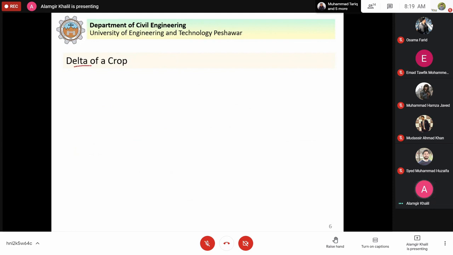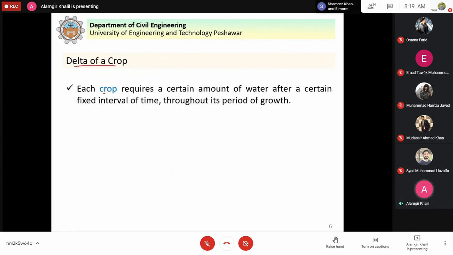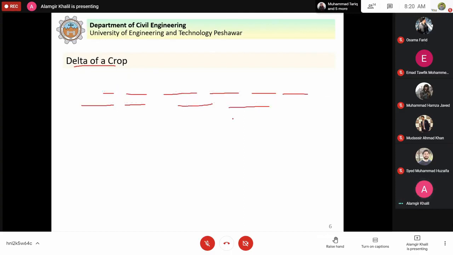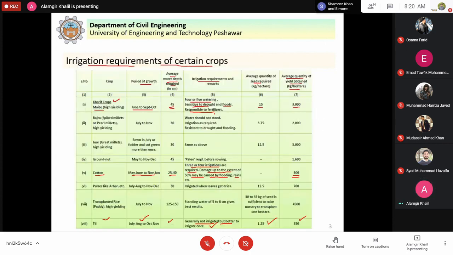Next, we discuss delta of a crop. Each crop requires a certain amount of water after a certain fixed interval of time throughout its period of growth. Just like we saw in this table here, you can see that for maize, the average water depth required is 45 centimeter. And then it has to be provided the irrigation requirements, the artificial supply of water for the growth of maize. So 4 to 5 waterings.